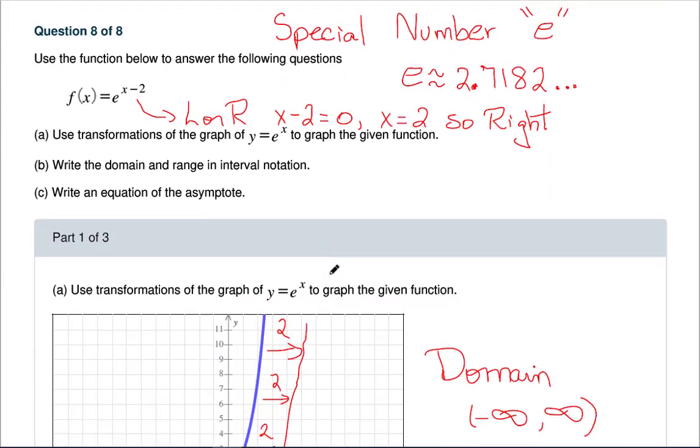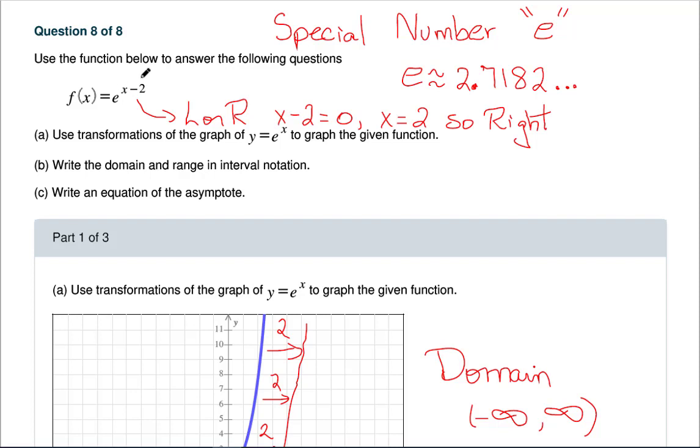In question 8, we get to see a new number, and this new special number is a lowercase e. E is a famous number just like pi. We know pi does not repeat, it goes on forever. It's about 3.14. And e is another one of these special numbers, and it is about 2.7182. So it's a legitimate b for us to pick. And that's the particular b we have here.